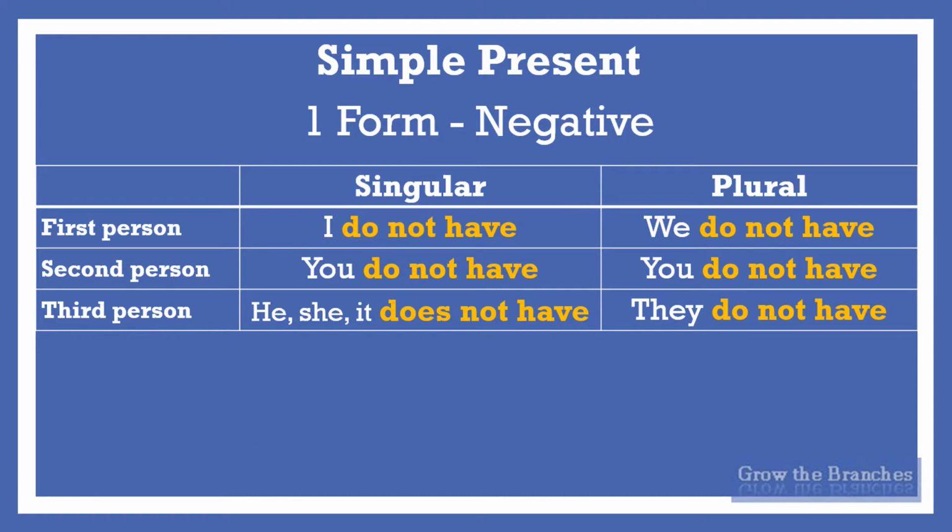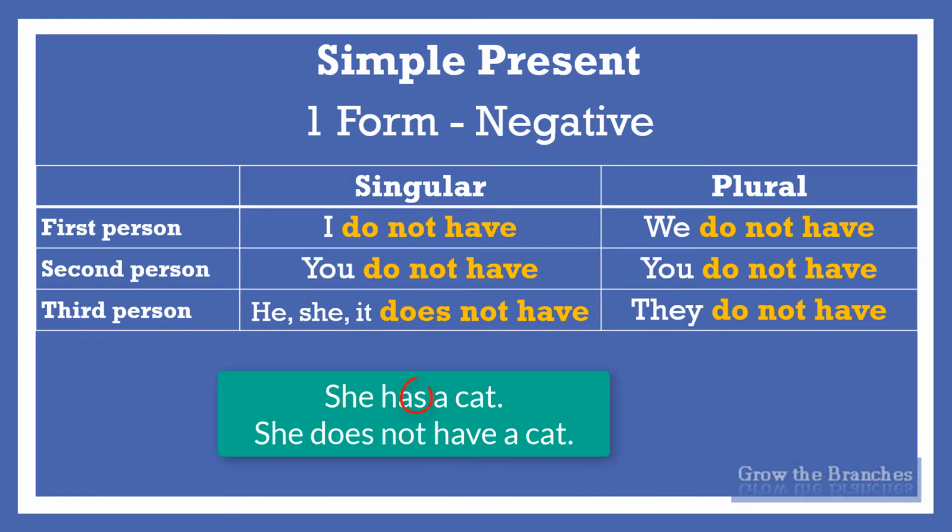I do not have. I do not write, etc. We do not have. You do not have. He, she, it does not have. He, she, it has becomes he, she, it does not have. How? We take the S from the verb and put it next to the auxiliary do. She does not have a cat.